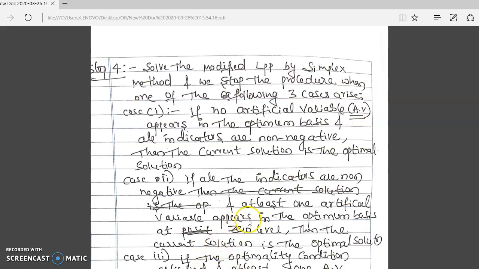Then the second case is the rare case. In the first initial table only, whenever we start the initial table, all the indicators become positive and there is an artificial variable in the basic variable column, then that will be the solution. It means that you only have to solve the initial table, all the indicators are positive, then you have to check the basic variable column. If any artificial variable is there, then stop it. That will be the final solution.